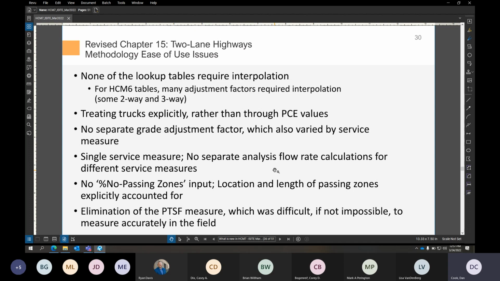And I forgot to mention this before. We're talking about the new performance measure, follower density. This replaces the old performance measure of PTSF, percent time spent following, which was difficult, if not impossible, to measure accurately in the field. So if you're trying to perform a calibration of a model, it's very difficult because it's very hard to measure. For the new performance measure, there's guidance given on how you would measure that in the field if you are performing a calibration of the model.